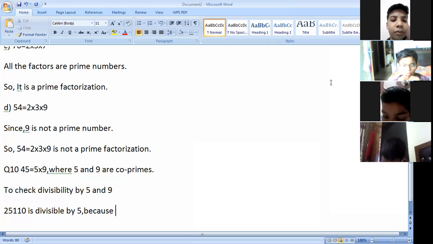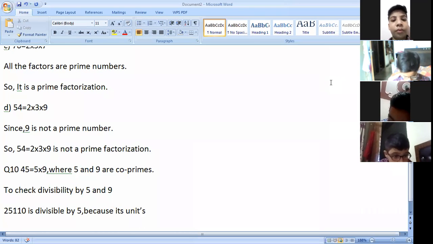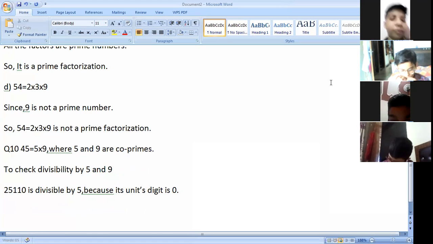Because at the ones place, or you can say units place, the units digit is 0. And if we move to the divisibility of 9, what is the divisibility rule of 9?